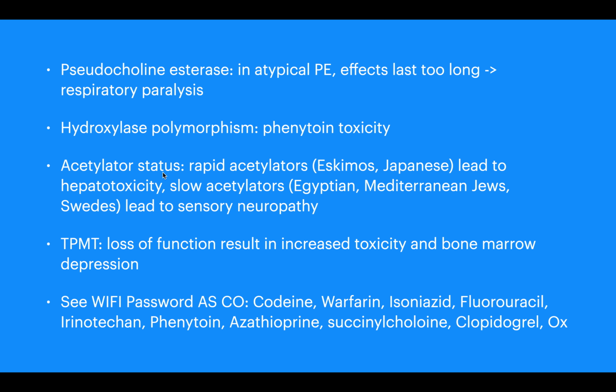Acetylator status. People of Eskimo or Japanese descent are rapid acetylators, and it can lead to hepatotoxicity, while people of Egyptian or Mediterranean Jewish descent are slow acetylators, and they can lead to sensory neuropathy.